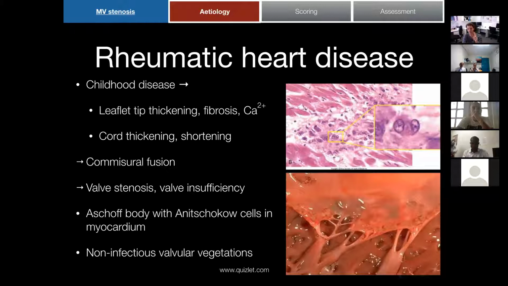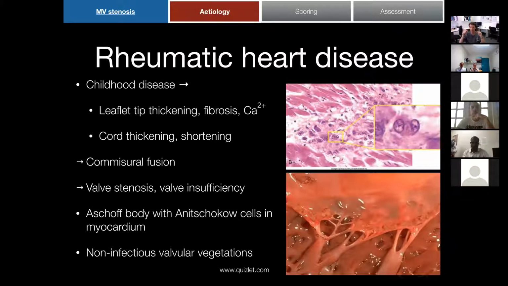I'll just show a couple of pictures about rheumatic heart disease and about the degenerative changes now. First of all, rheumatic heart disease, the most common cause of mitral stenosis, both in developing countries and here. You get particularly leaflet tip thickening and fibrosis and calcium deposition. You can also get the thickening of the cord itself. Together with the leaflet tip fusions, the commissural parts between the leaflets, between the smiley face, get thickened. And that's what leads to the valvular stenosis.